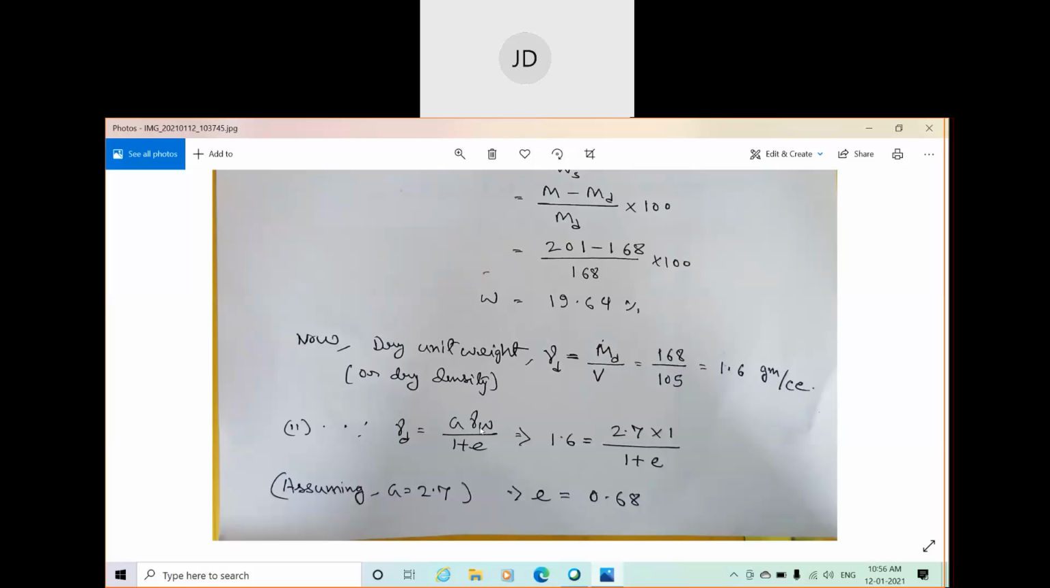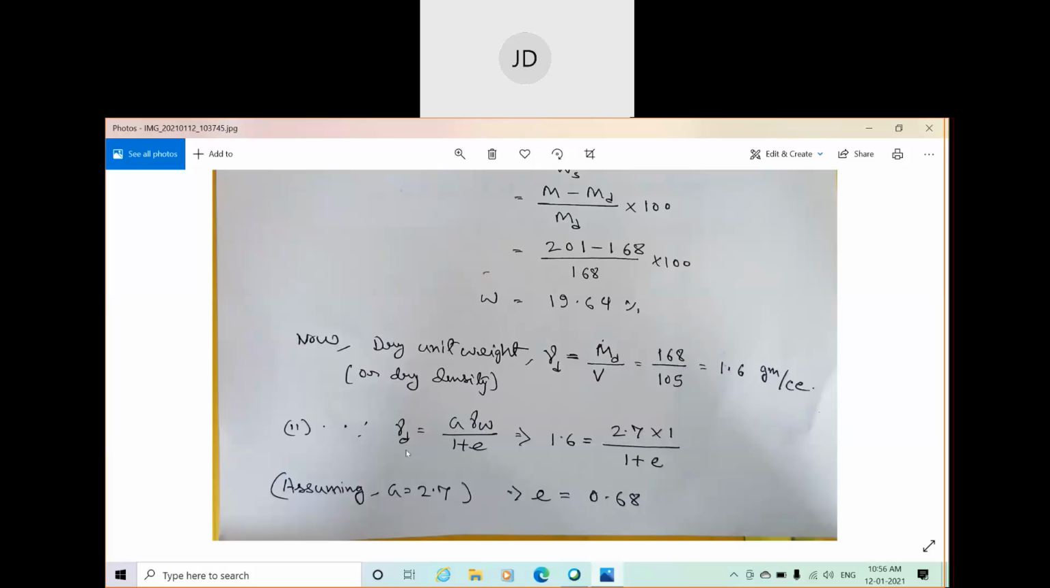Unit weight of water, or you can say density of water in gram per cc, is 1 gram per cc. It also has a standard value. Unit weight of water is 9.81 kilonewton per meter cube. In gram per centimeter cube, it will be 1. So here in this formula, capital G is known to you, unit weight of water is known to you.